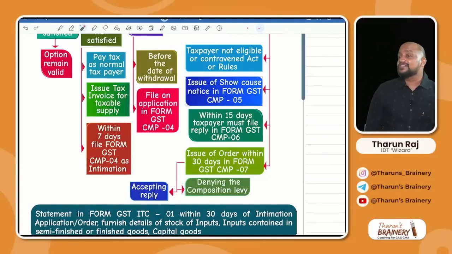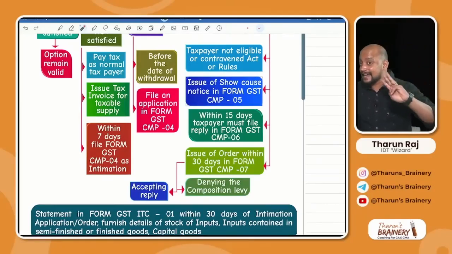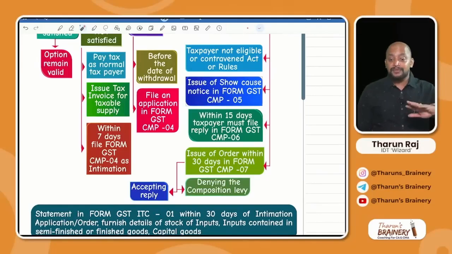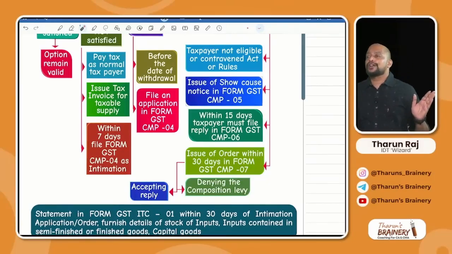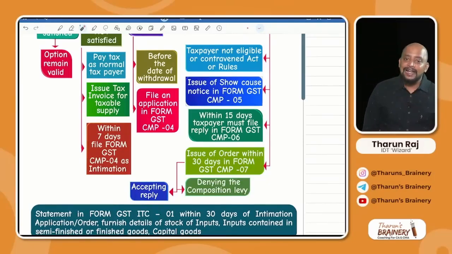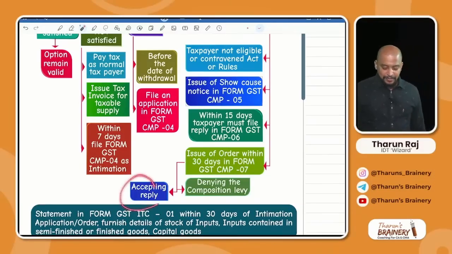What is the time limit within which they will pass the order? Within 30 days. Within 30 days from when? From the time you gave the reply. From the time you gave the reply, within 30 days, they will pass an order in CMP 7, either allowing you to continue in the composition scheme or denying the composition scheme. Either accepting the reply or denying the composition scheme.